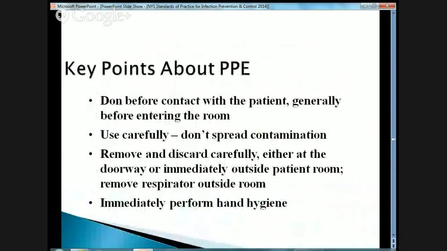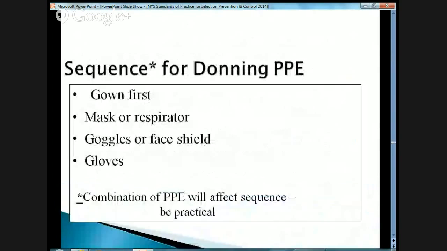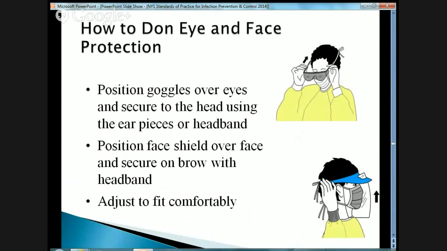And we already went through this, the donning of gloves. The gown goes on first, then the mask, the goggles, and then the gloves last. Make sure the goggles are comfortable and that you wear them appropriately. Depending on the type of eyewear you have, this one is a shield over the face, so have your mask on first and make sure you're comfortable and you're able to see.